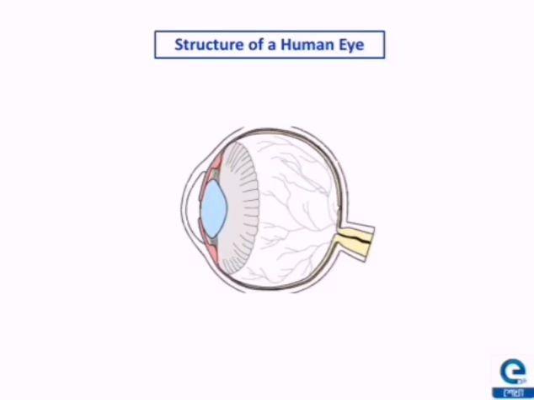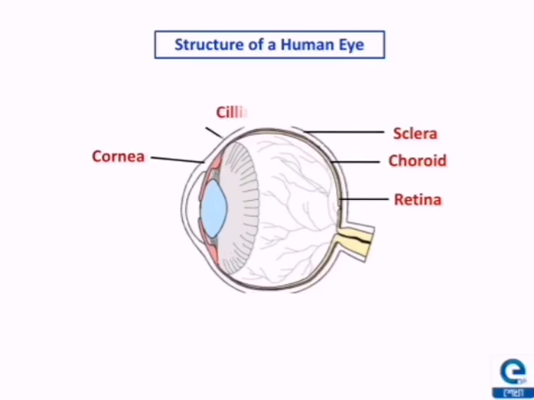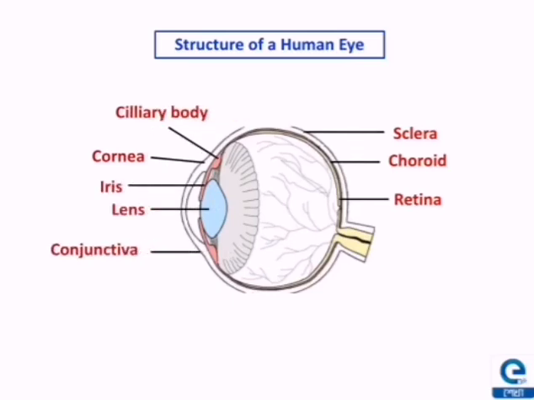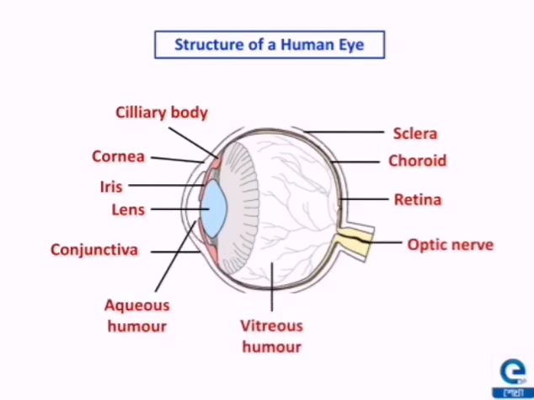The human eyeball consists of various parts, which include sclera, choroid, retina, cornea, ciliary body, iris, lens, conjunctiva, aqueous humour, vitreous humour, and optic nerves respectively.